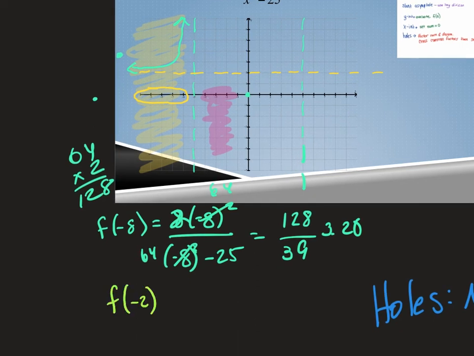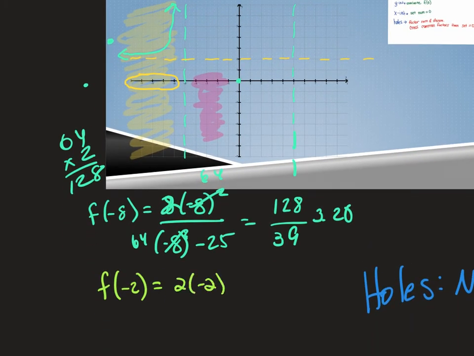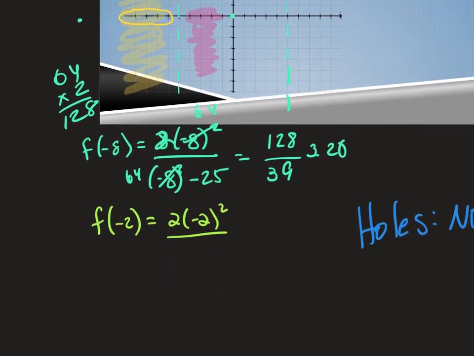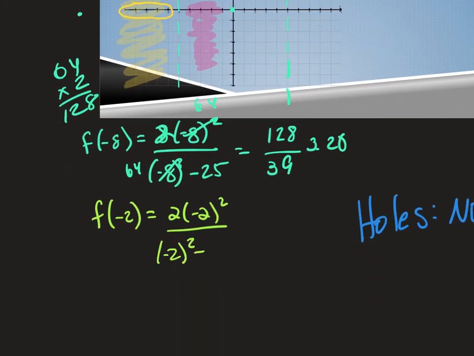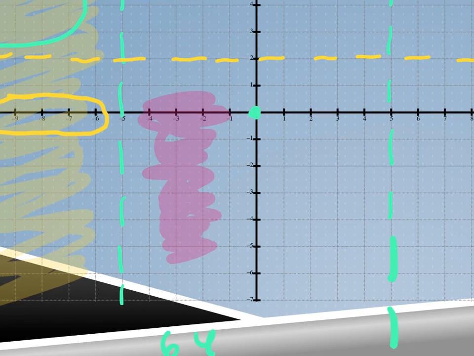-2. Okay. So when I plug -2 into my function, it is 2 times -2 squared over -2 squared minus 25. Okay, this is 4 times 2 is 8 over -21. You guys agree with me? Yes. Okay, so 8 over -21, that's a tiny little number. It's, I don't know, like there-ish. Pick a number to the right. Pick a number over here.